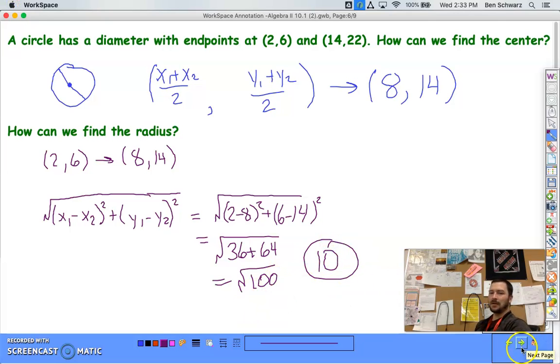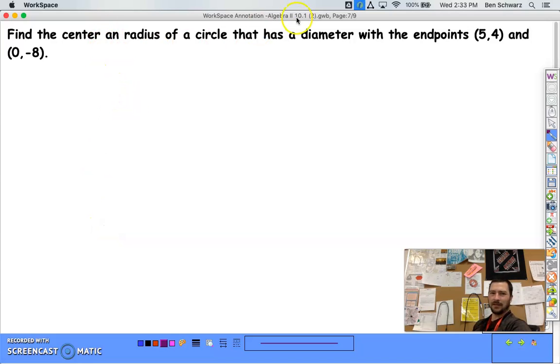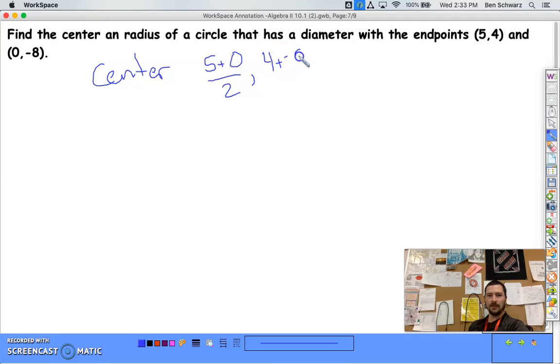Not too bad. So let's do another one here. Find the center and radius of a circle that has a diameter with endpoints (5, 4) and (0, -8). Step 1, to find the center, we have to find the midpoint. So we have 5 plus 0 over 2, and 4 plus negative 8 over 2. So we would get 5 halves, and negative 4 divided by 2 is negative 2.